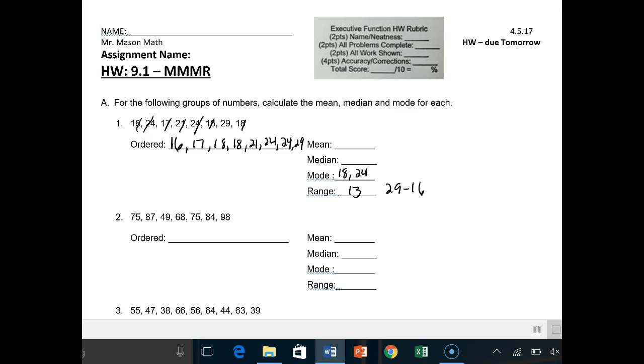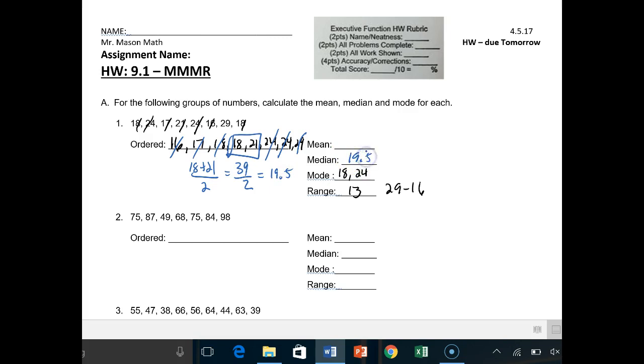Easily calculate the median by crossing off 1, 1, 2, 2, 3, 3. Okay, those are the two that are left. So 18 plus 21 divided by 2. That's 39 over 2 gives you 19.5.